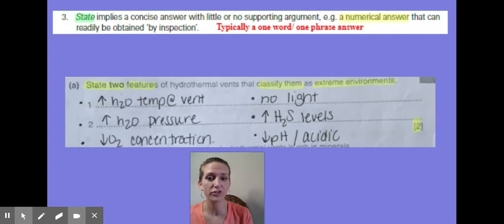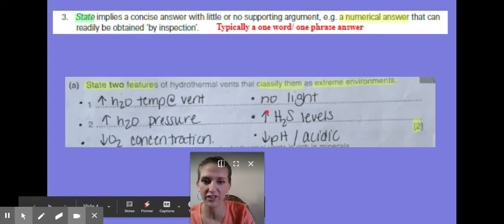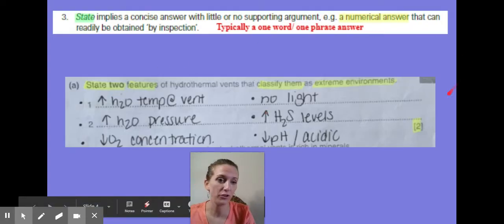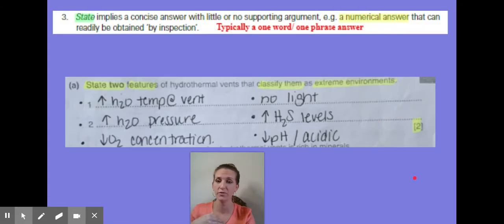State 2 features of hydrothermal vents that would classify them as being extreme. And it says 2 features, it's in bold. And if I look at the end of the question, it is worth 2 points or 2 marks. I'm going to probably start calling it marks and get out of talking about it in an American term.